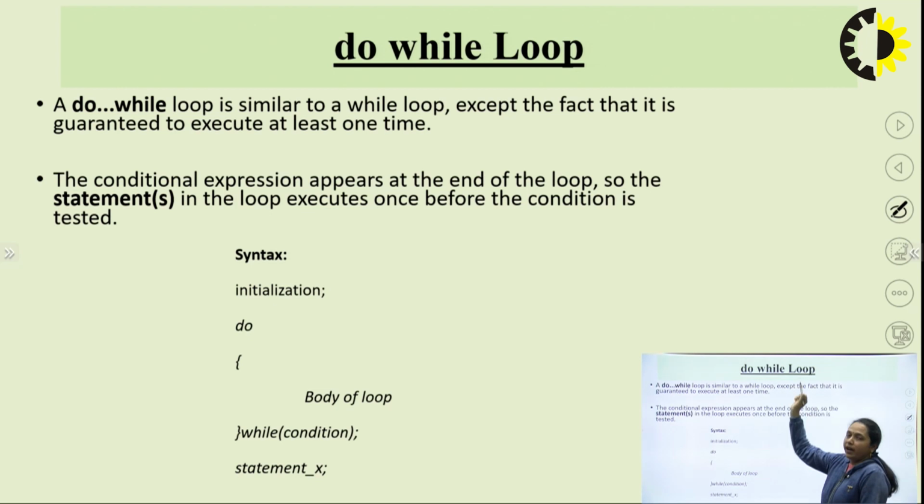Next we have the do while loop. What does the do while loop do? It first executes the loop at least once. After executing the loop body, it calculates the condition. It checks the condition. So while we are using the while loop, first of all the condition is checked, after that the body of the loop is executed. But when we are using the do while loop, in that case the body of the loop will be executed first, after that the condition is checked.